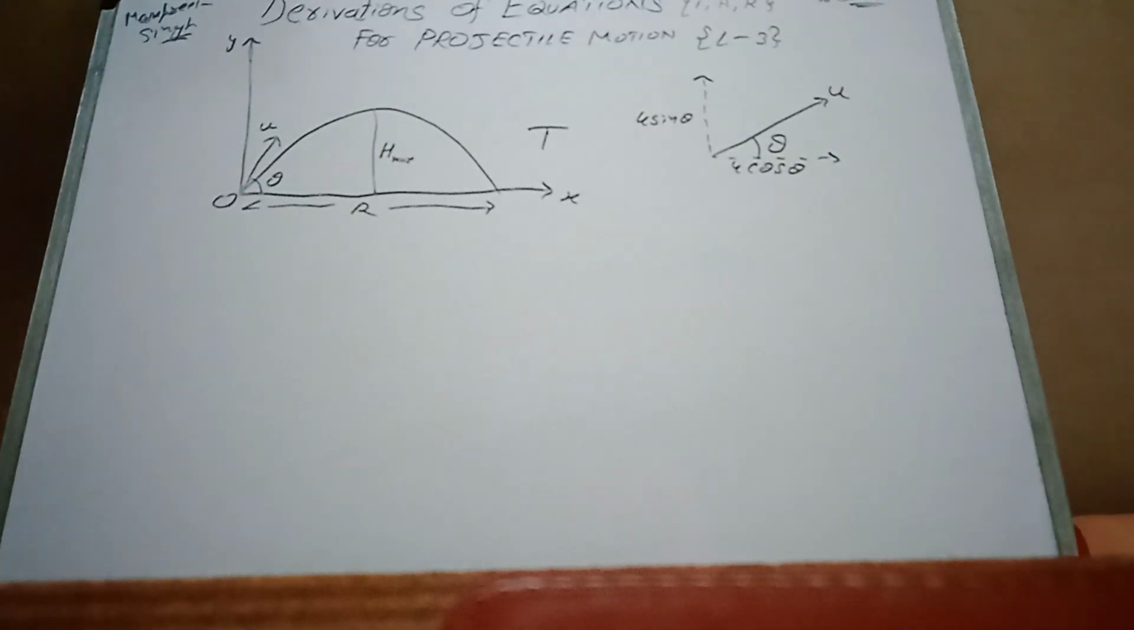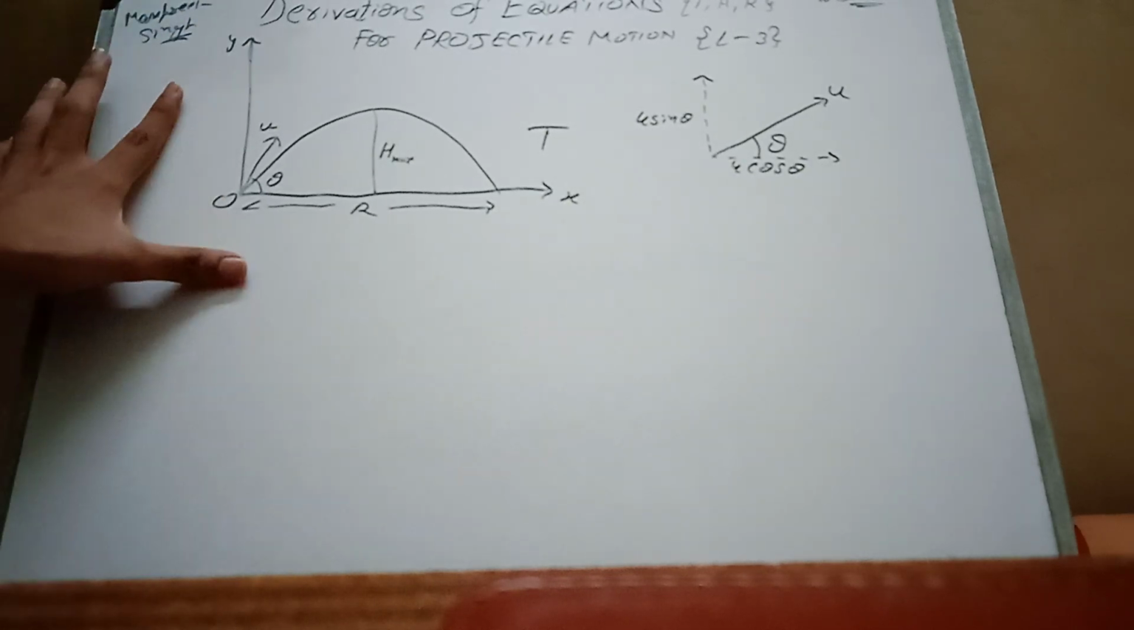Let us start with the very first equation, that is time of flight. This kind of question can be asked in your paper for sure, for 5 marks. For that you first need to draw a proper diagram. A proper diagram can be like this. This is the diagram that you have to draw before starting the derivation.